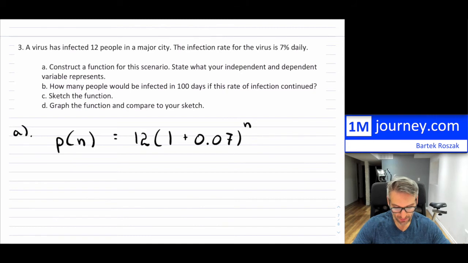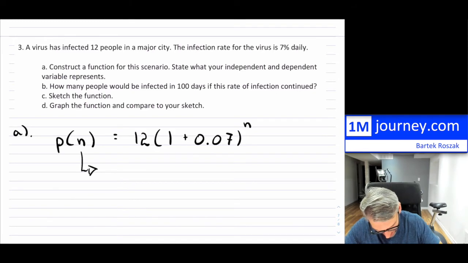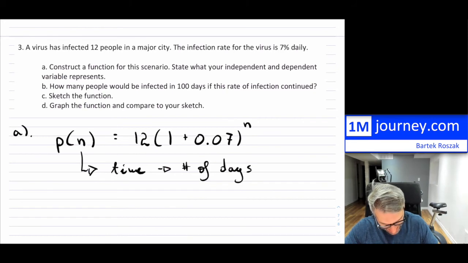Now, my independent variable is n. So that's the number of infected people. So that's what you would say for that. And my dependent variable is, n. So here, let's maybe state it. So n, which is my independent, so this is time, and in particular, number of days. That's independent. My dependent variable is P, which is the population. So P of n, this is the number of infected people.